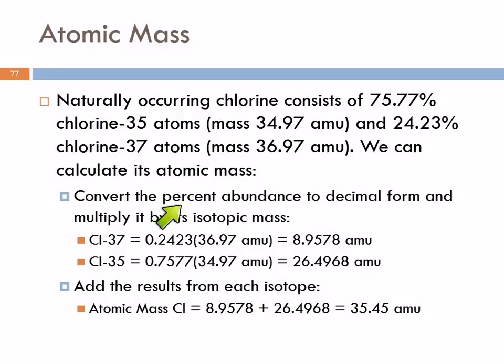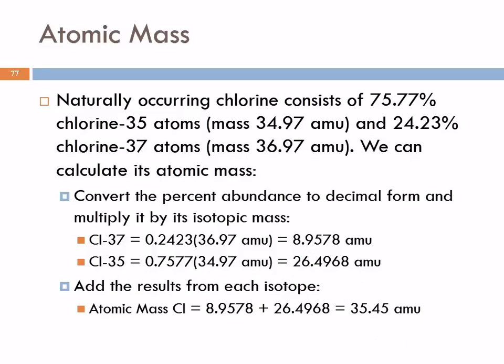So what we do is we take the percent abundance and convert it to decimal form. That just means we're dividing it by 100. So 75.77%, bless you, is 75.77 per 100. So that's going to be 0.7577. We take the decimal and multiply it by the mass of that isotope. Here's the other isotope, 0.2423 times its mass, and then we take those numbers and we add them up, and that gives us the average mass.